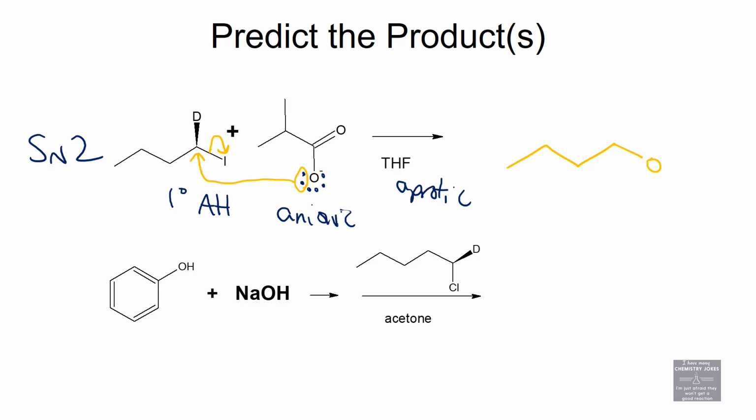If I keep everything in the same orientation, but I stick my new group over there where the I left, I've got a D up here. D is deuterium, remember? How do I show inversion here? One way to show it is dashing my D in this particular perspective.